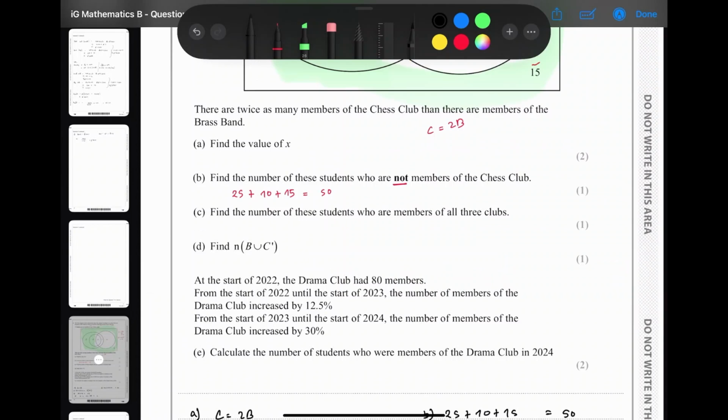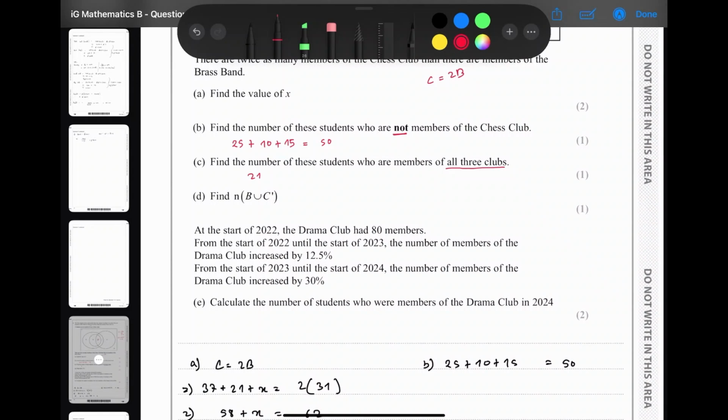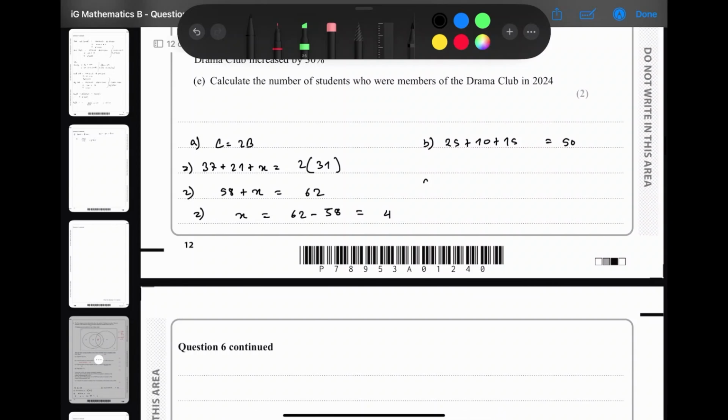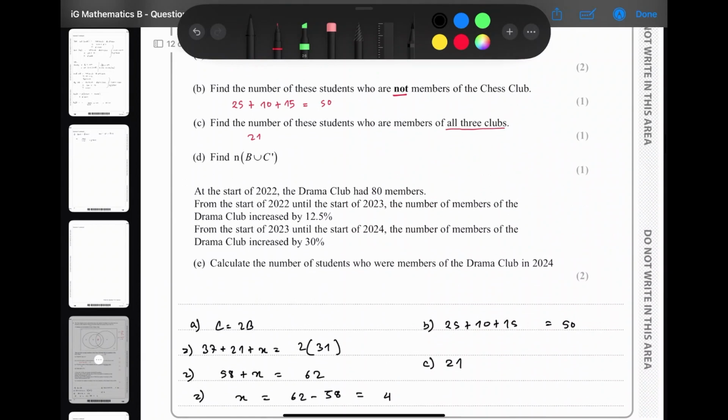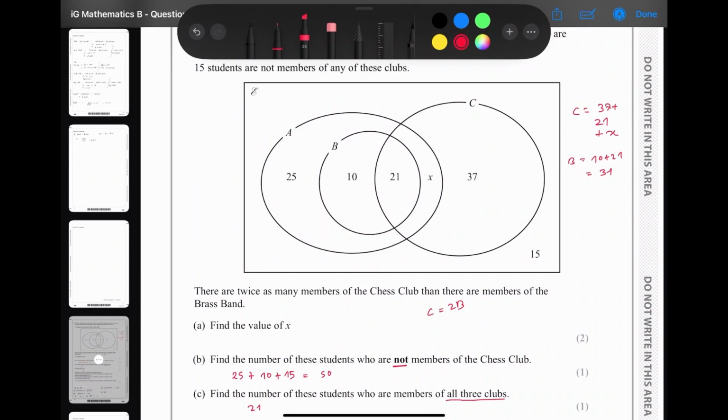For the third one, we need to find the members who are in all the clubs. The extra talented ones indeed. Upon paying some attention, we can clearly see that 21 is our answer. For the fourth one, we are asked to find the members of B who are not in C. Apart from the red, the blue is the only one in B, which is 10.